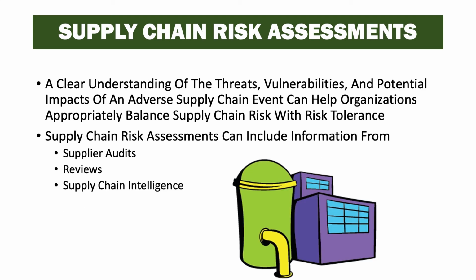Clear understandings of the threats, vulnerabilities, and potential impacts of an adverse supply chain event can help organizations appropriately balance supply chain risk with risk tolerance. Supply chain risk assessments can include information from the supplier's audits or audits of the supplier conducted by a third party, reviews, and supply chain intelligence. I think we have to look at all three of these things when we're looking at a supplier. We shouldn't always go with the lowest priced vendor. We should look at these things as well to make sure we're going with a quality supplier that's going to provide us with secure solutions.